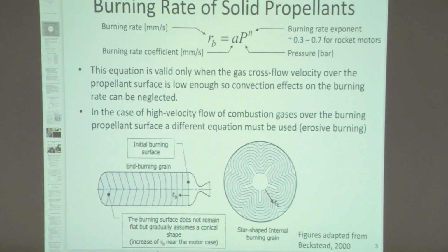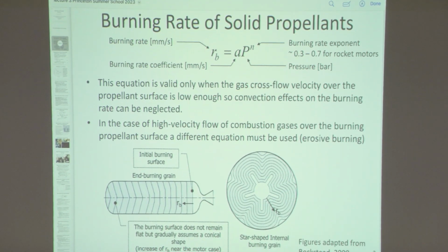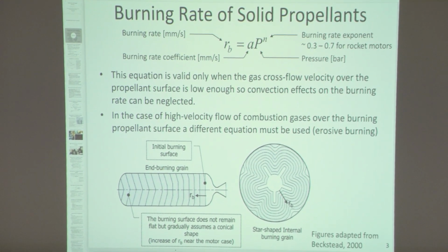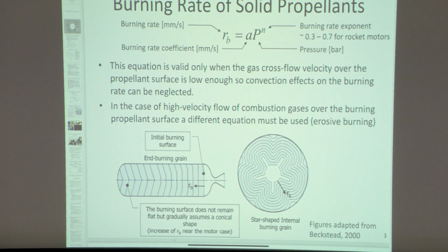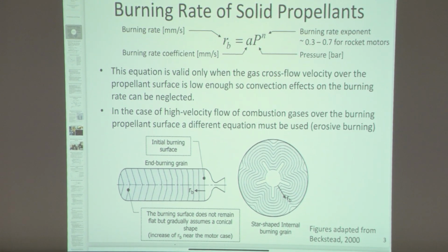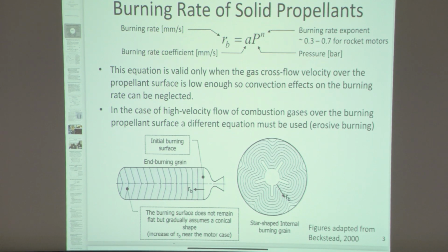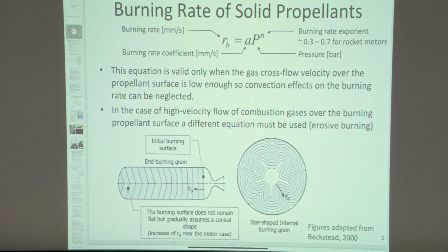Burning rate of solid propellants: as I said, we've now seen empirically, and can also justify analytically, that the burning rate should look like some burning rate coefficient times the pressure to some burning rate exponent. This equation is valid only when the cross-flow velocity over the propellant surface is low enough so convection effects on the burning rate are neglected.